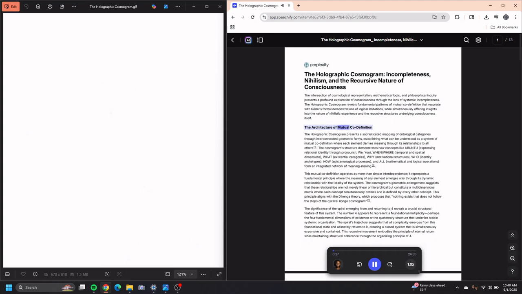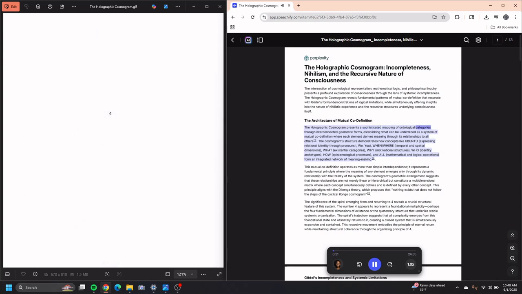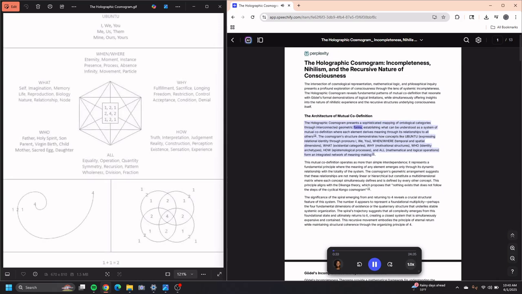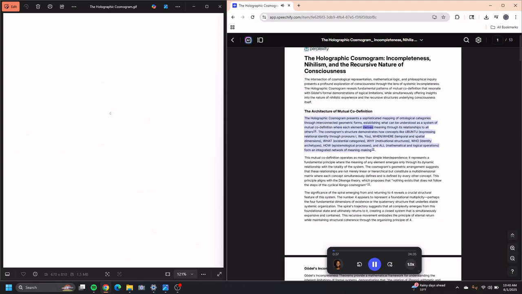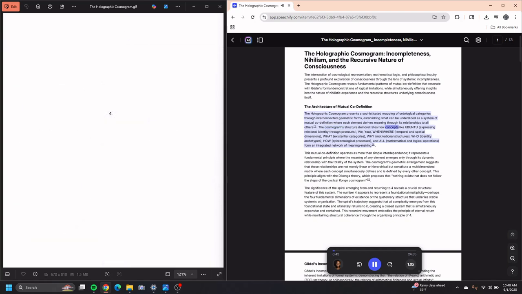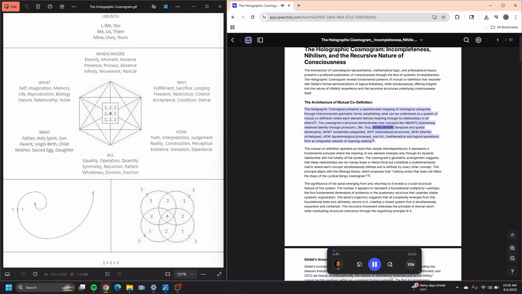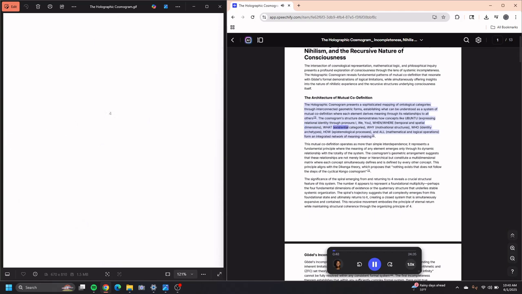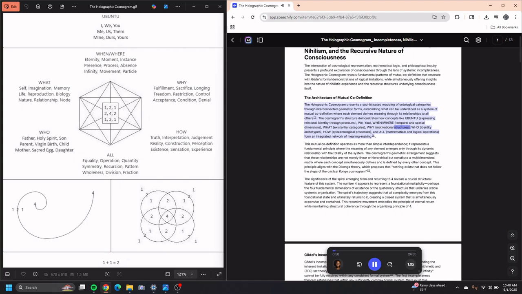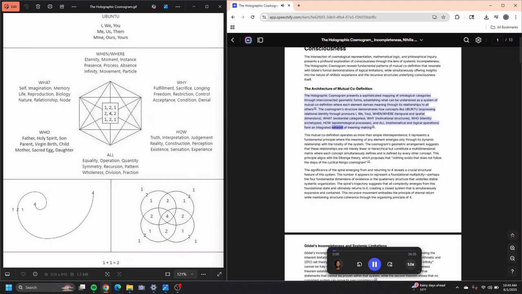The architecture of mutual co-definition. The holographic cosmogram presents a sophisticated mapping of ontological categories through interconnected geometric forms, establishing what can be understood as a system of mutual co-definition where each element derives meaning through its relationships to all others. The cosmogram structure demonstrates how concepts like Ubuntu, expressing relational identity through pronouns I, we, you, when, where temporal and spatial dimensions, what existential categories, why motivational structures, who identity archetypes, how epistemological processes, and all mathematical and logical operations form an integrated network of meaning-making.